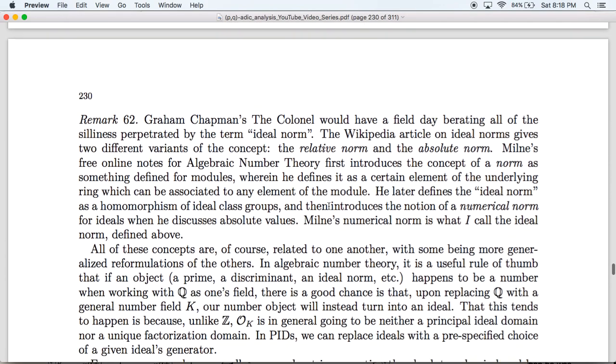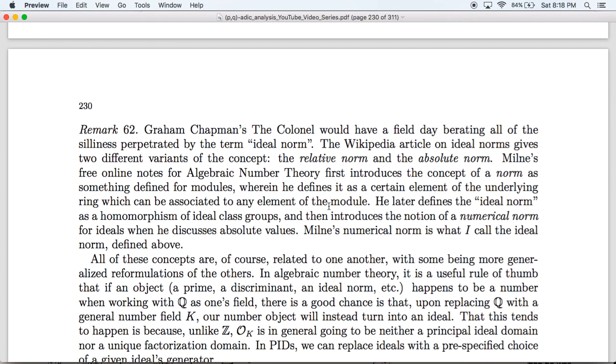So now I need to rant about the ideal norm. Graham Chapman's The Colonel, the wonderful Monty Python character, would have a field day berating all of the silliness perpetrated by the term ideal norm. Case in point, the Wikipedia article on ideal norms gives two different variants of the concept, the relative norm and the absolute norm.